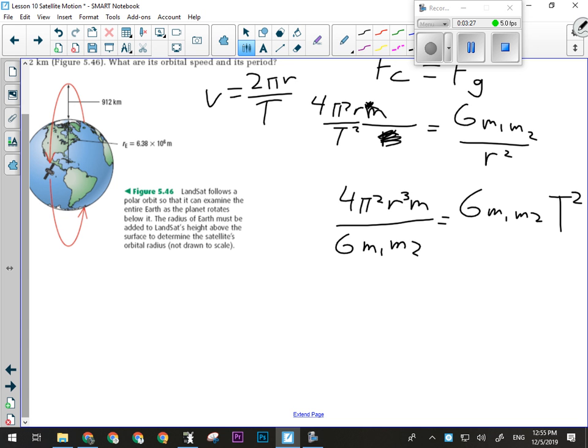Okay, and what's going to happen to this m and this m? They cancel, okay? Because they're the same number. All right, so that's going to solve for t squared. What do I want? T. So what do I have to do? Square root.